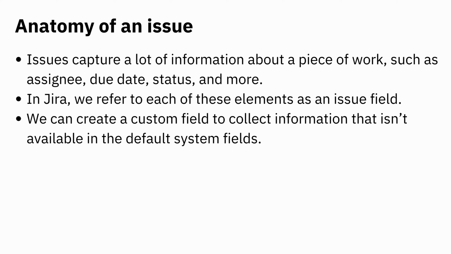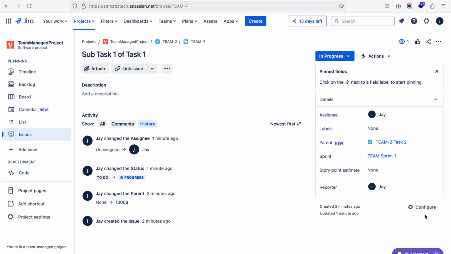And now next is anatomy of an issue. So anatomy means what are the different structures of the issues. So this is the structure. There will be assignee, labels, parent, sprint, story point, estimate, reporter. So all are there here. We have to provide this information to make it more informative about this task.